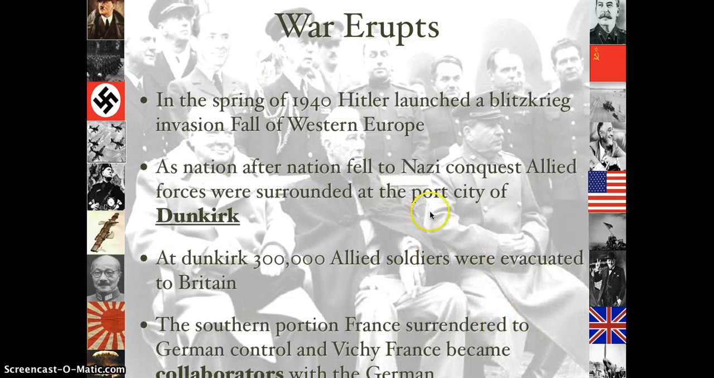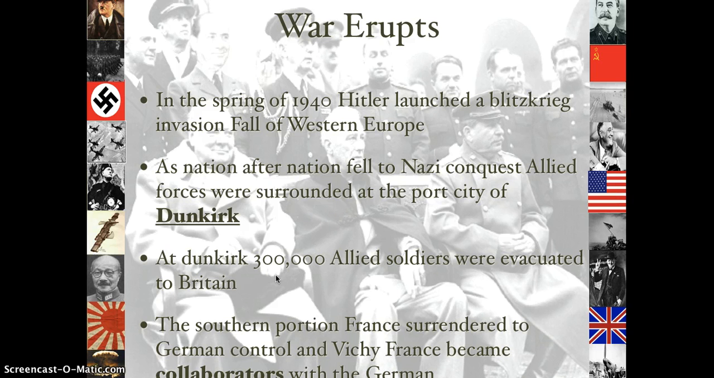So in the spring of 1940, Hitler launches another blitzkrieg over Western Europe, and nation after nation falls, and the Nazis seem to be able to conquer any Allied forces. There's one small exception, which we talked about in class: the Allied troops get surrounded at this port city called Dunkirk. This is right on the coast. You can almost see England from there on a clear day, and 300,000 people have to be evacuated to Britain. This is a major part of the army of France, and especially England, but also some Belgian troops. But they have to leave everything behind.